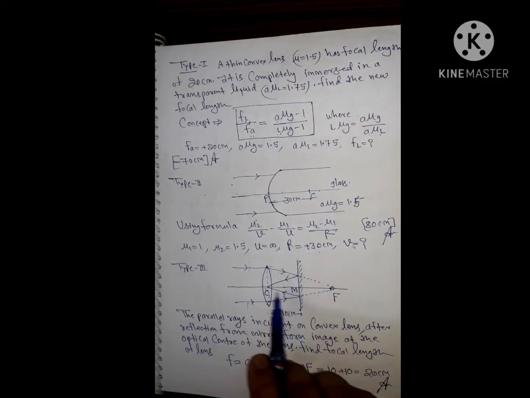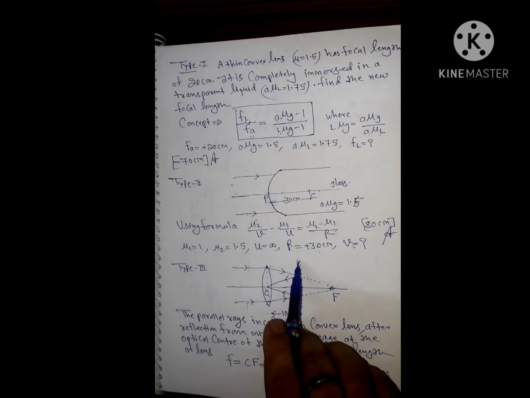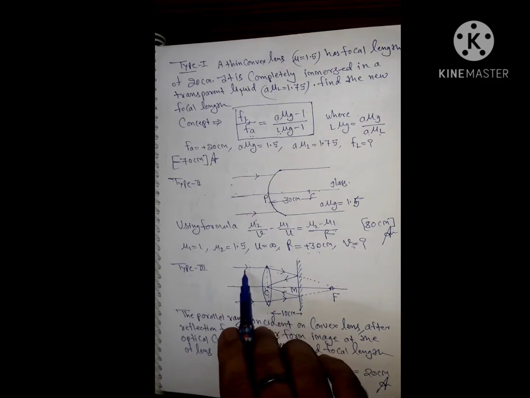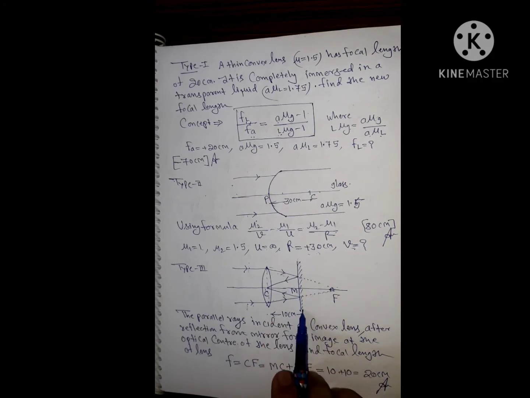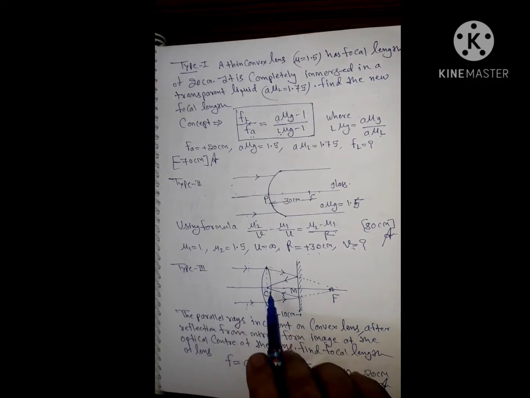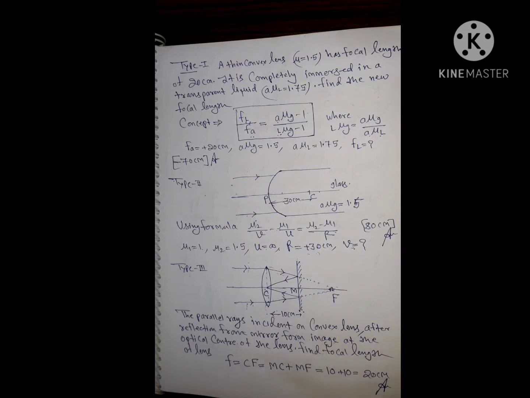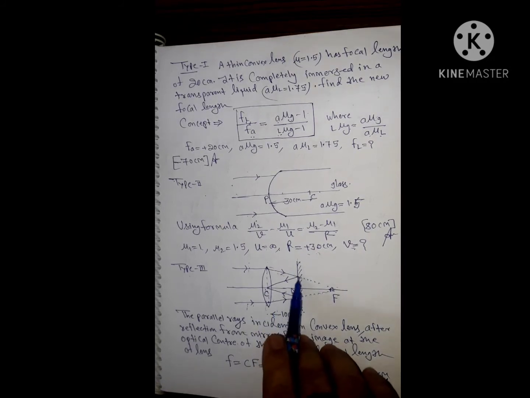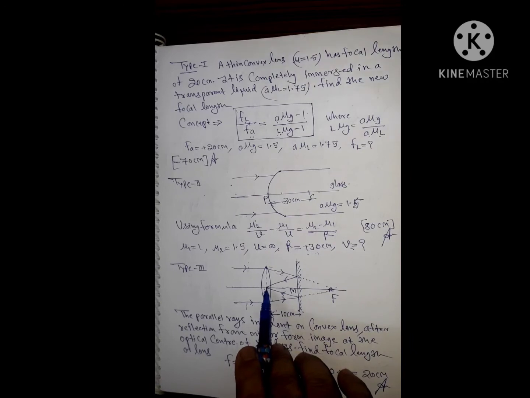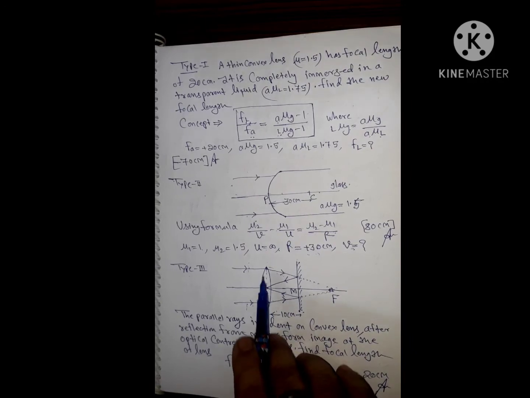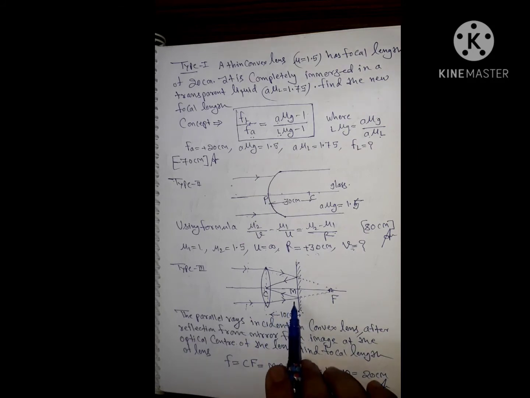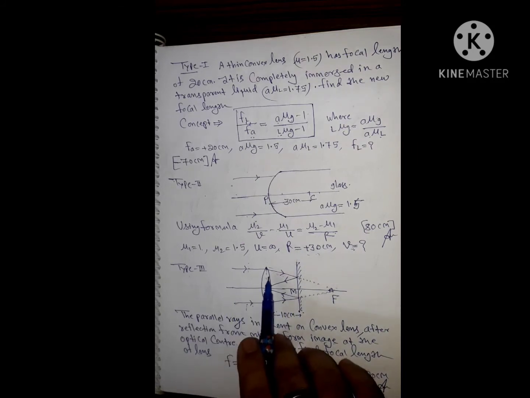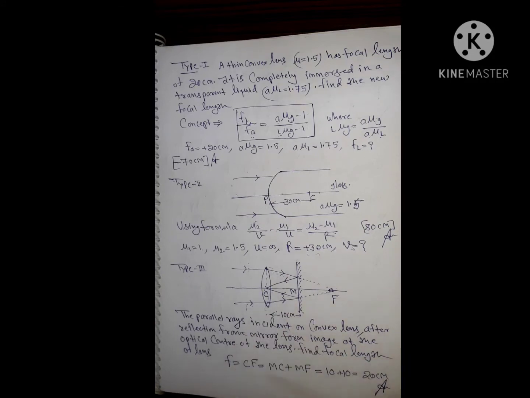This means we now put one plane mirror between the object and the image, at a distance of 10 centimeter from the convex lens. With the help of the question, its image is formed at the optical center of the lens. Then, with the help of this, how do we find the focal length of the convex lens?